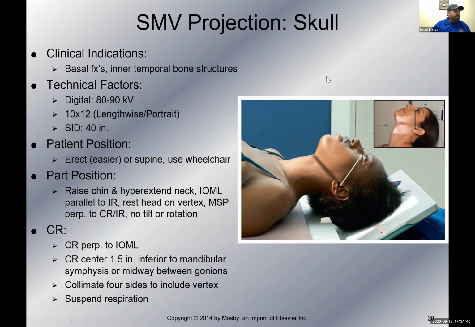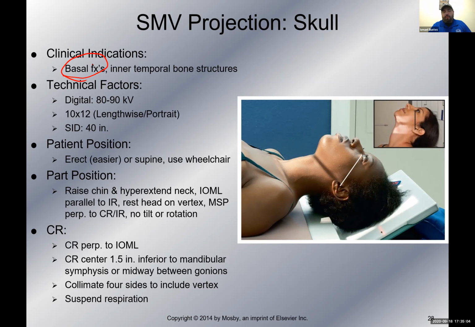All right, the last projection that we're going to go over today is the SMV, submental vertex. This one is used to identify basal skull fractures, at the back of the head, the bottom of the skull, right around here. So we're looking at any fractures down below here. That's what we want to see, basal skull fracture.